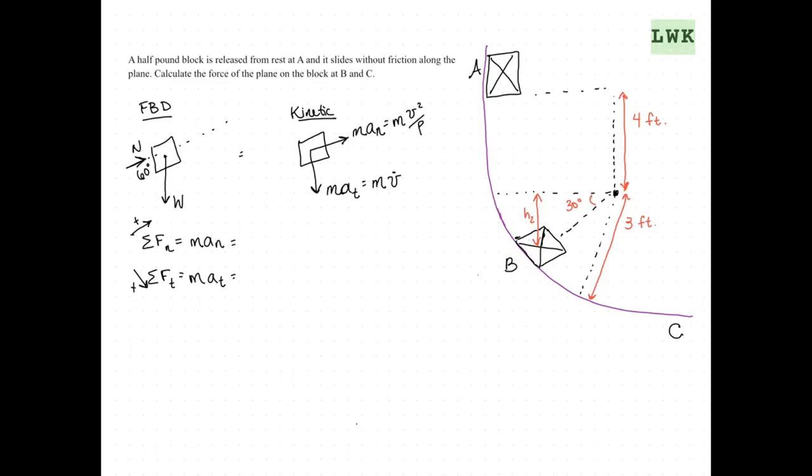So if we take the sum of the forces for our normal, we'll have our positive normal force minus our weight times the cosine of 60 degrees. And that's going to equal mass times v squared over rho. And in our tangential, when we look at the sum of our forces, we're going to have our weight times the sine of 60 degrees.